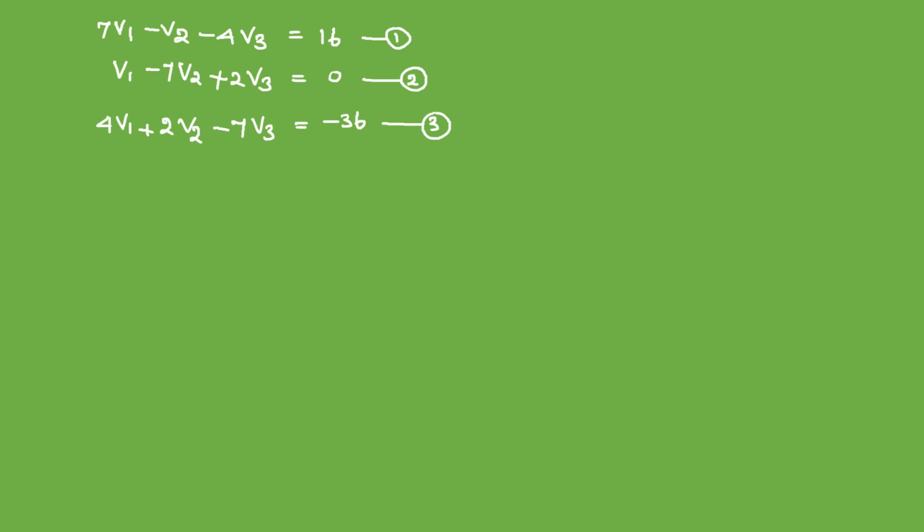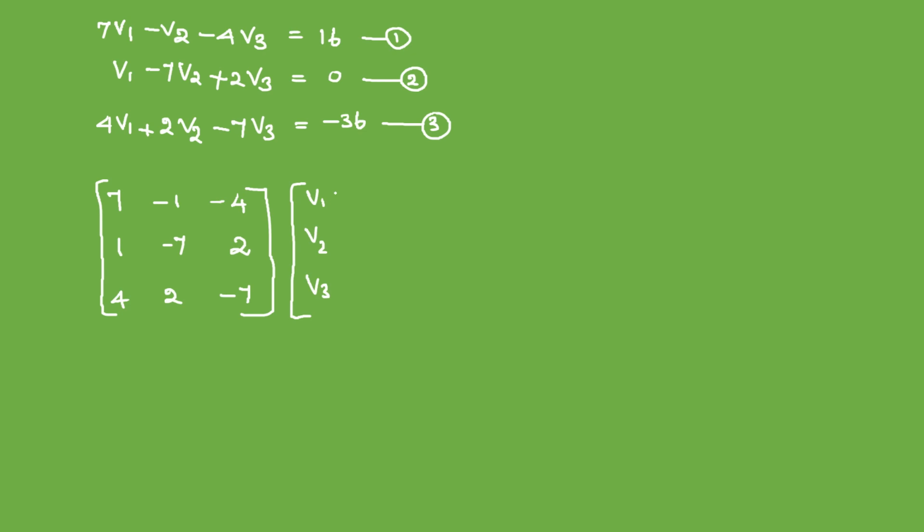So we have the three equations formed. Now we are going to solve this using matrix. First we'll write 7, minus 1, minus 4. Here it is 1, minus 7, 2, and this is 4, 2, minus 7. This is multiplied by V1, V2 and then V3. That is equal to 16, 0, minus 36.